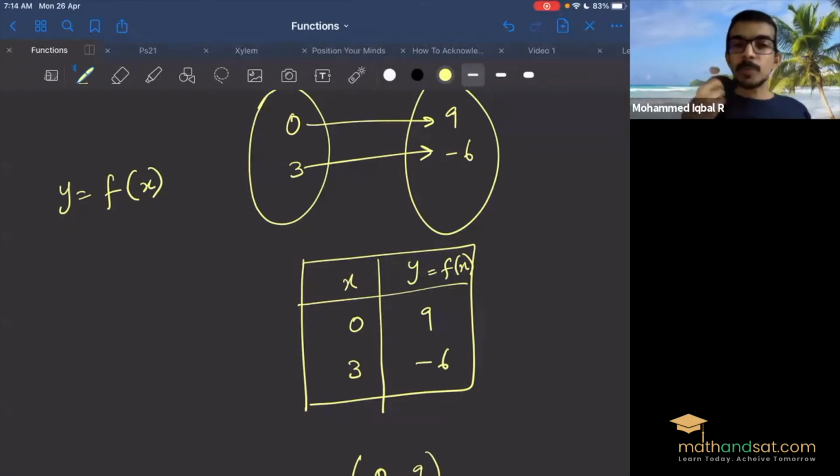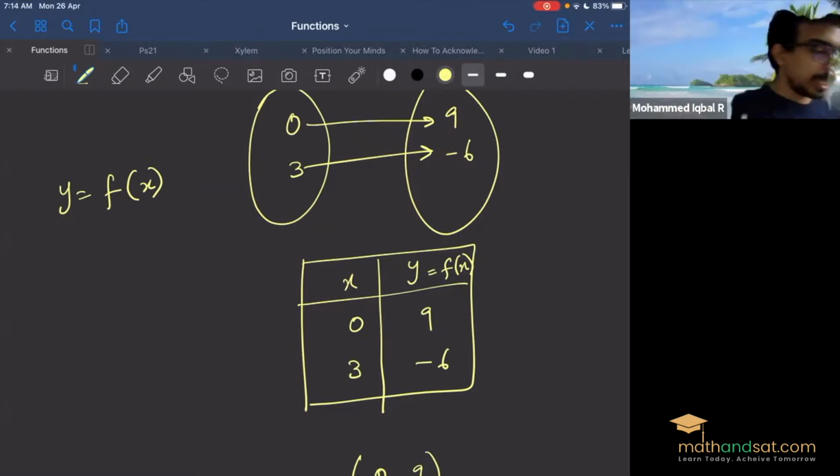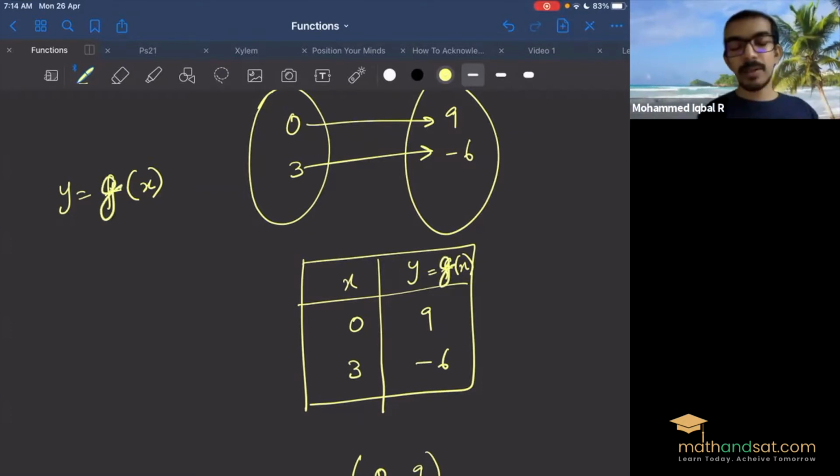Or it will be explicitly given in the question that it is a linear function. Or if there is a graph given and it's a straight line, then it is understood that it is a linear function. So there are multiple ways to understand it is a linear function. Now, it's not f, it's g. In this case, it's represented by g.